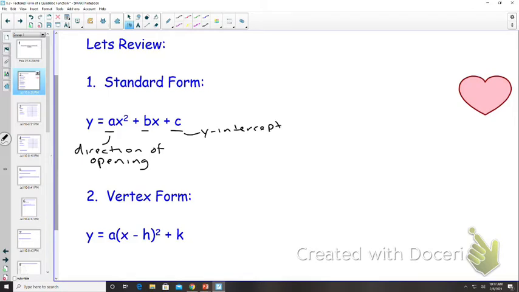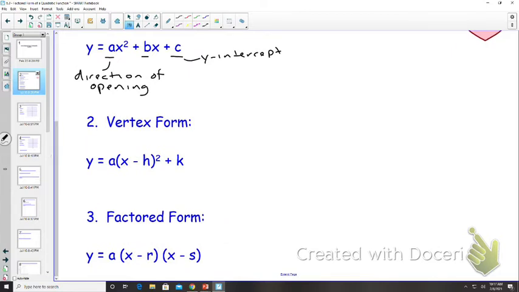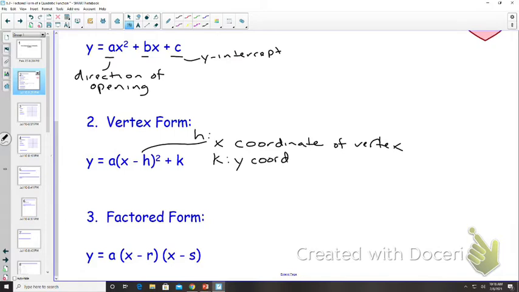Number 2 is vertex form. We talked about this a little bit today. So y is equal to a(x minus h) squared plus k. h is going to be the x coordinate of the vertex, and k is going to be the y coordinate. Sorry, this is h, and k is the y. I'll show you what I mean there.